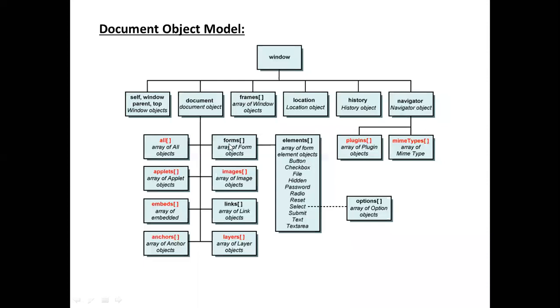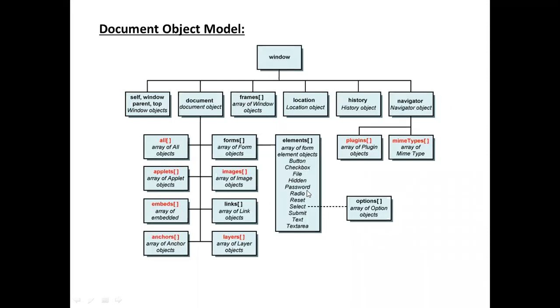In the HTML content there is one form. In the form there are several elements like button, checkbox, password, radio, reset, submit, text area. All these are the elements. Next options. Suppose there is a select tag in the form, then select contains many options. There are multiple options in the select tag.